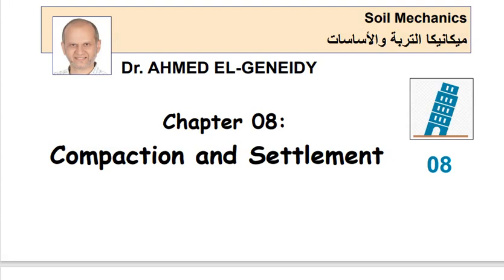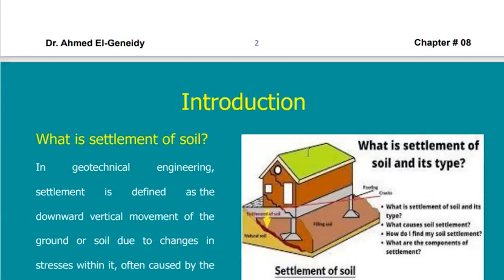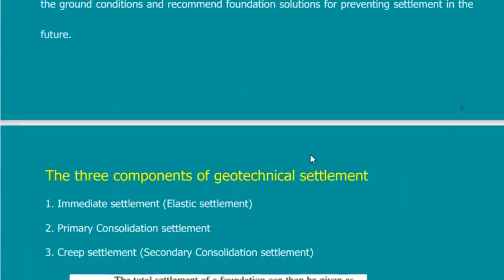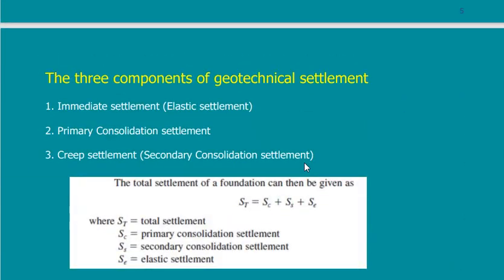Today's lecture is a continuation of our previous lecture, which was chapter 8, Compaction and Settlement. We took a very quick introduction about the settlement. Mainly, of course, we started with the settlement. We said that the settlement may have three parts.